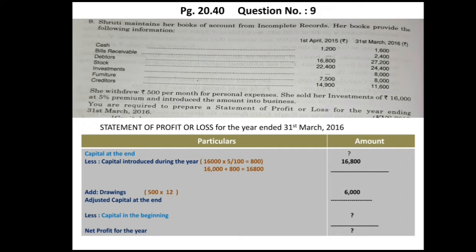Can you tell me what is this amount which is meant for personal expenses? Yes, it's drawing. You can notice that it is the drawing given per month. You have to convert this amount into yearly drawing. So 500 into 12, that will give you drawing for a year. Okay. Next, let us proceed with this question.